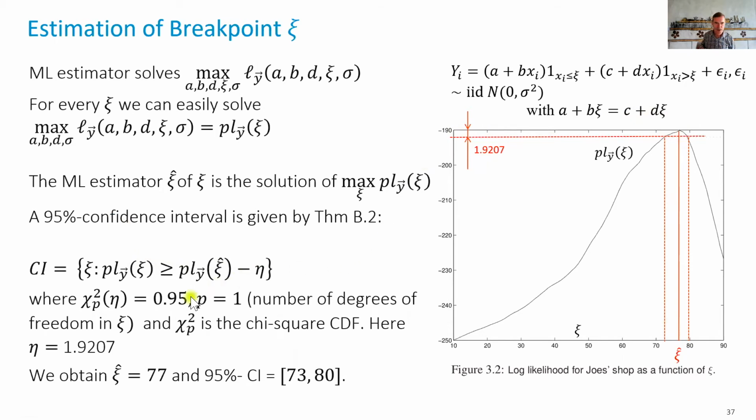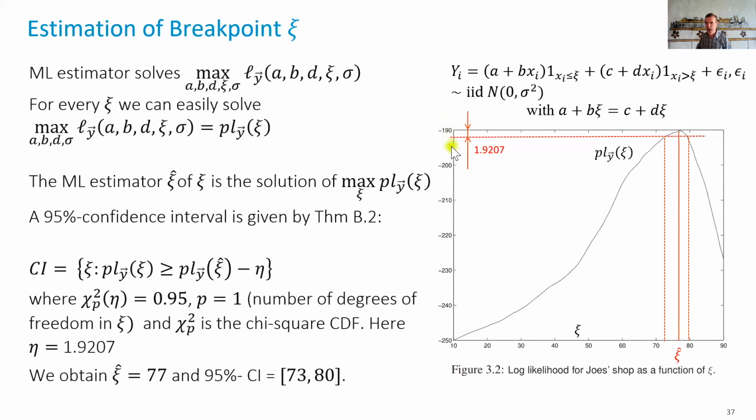Then there's a magic number, 1.92 at probability 95%. That comes from the chi-square 1 distribution. Here p is equal to 1. And the theorem says that with probability 95%, the true value of psi will be in the interval that is obtained implicitly by taking the profile log likelihood between the maximum and the maximum minus this value here.